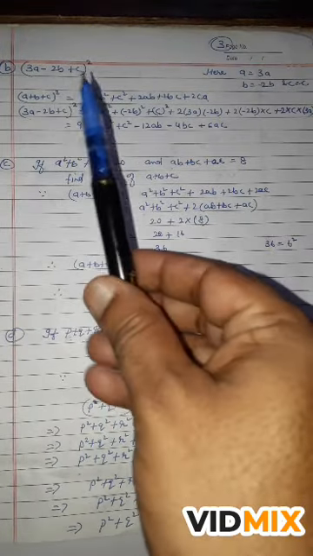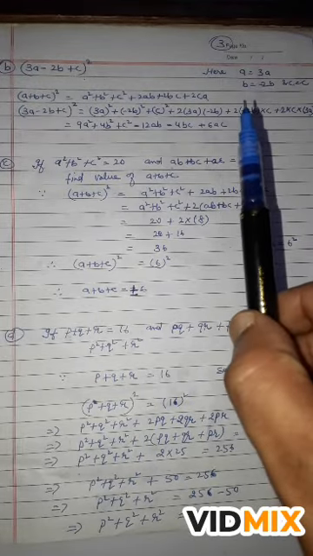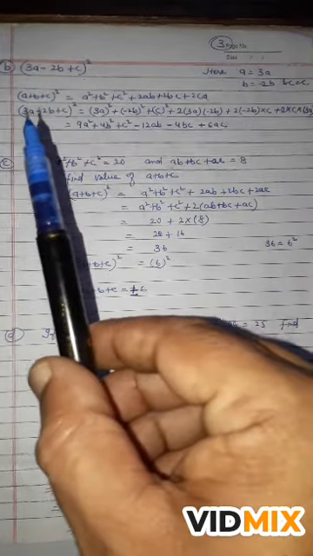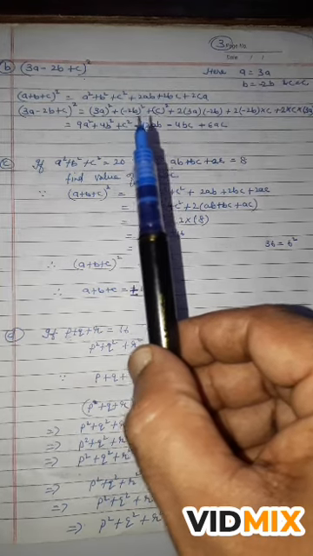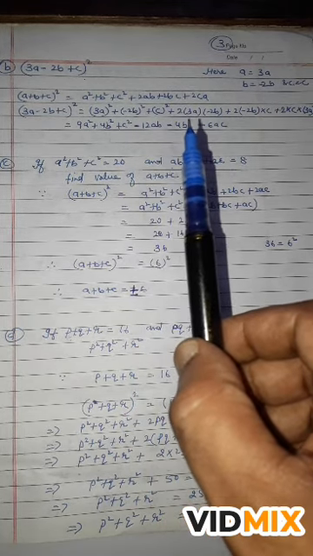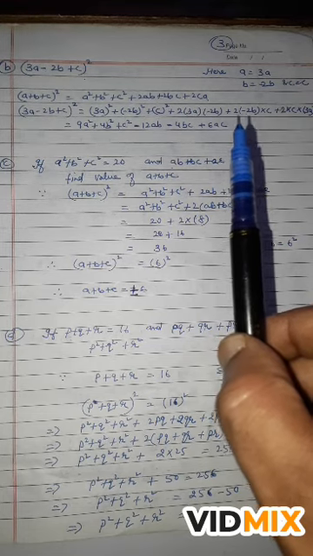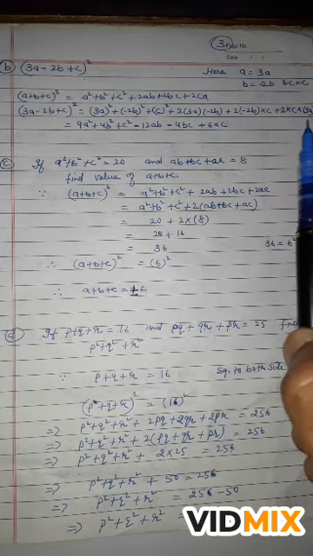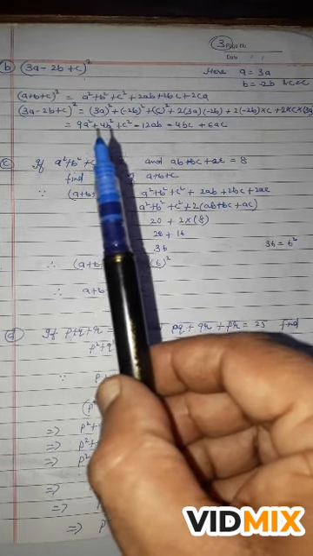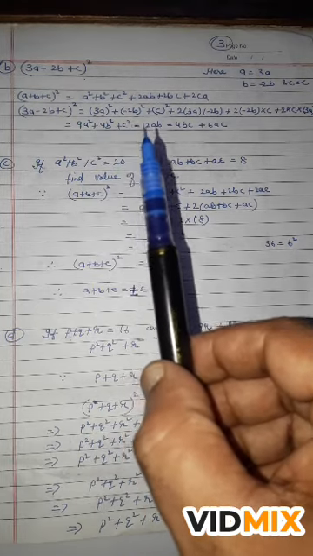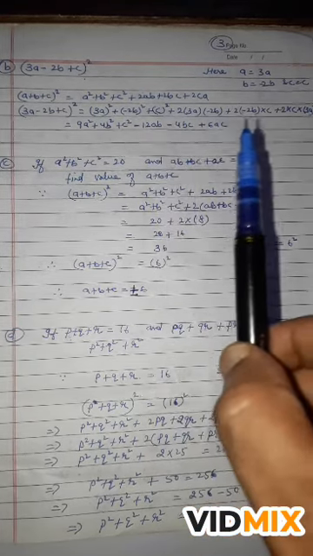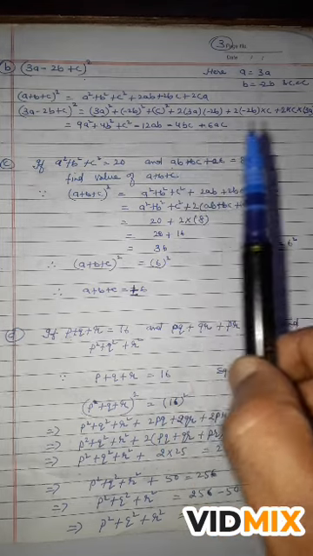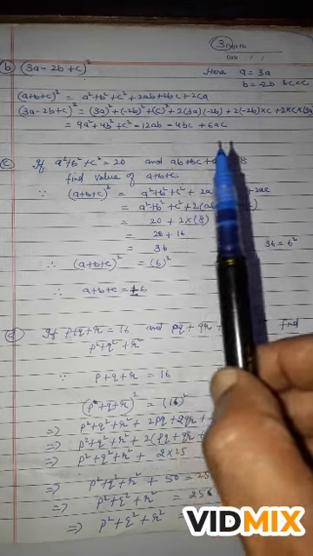The next one is (3a − 2b + c)². Here we take a as 3a, b as −2b and c as c. We substitute the values in the identity: (3a)² + (−2b)² + c² + 2 × 3a × (−2b) + 2 × (−2b) × c + 2 × c × 3a. The square of 3a is 9a², plus 4b², plus c². Minus into plus becomes minus, 2 into 3 is 6, 6 into 2 is 12ab. Minus into plus again minus, 2 into 2 is 4bc, and here plus 2 into 3 is 6ac.